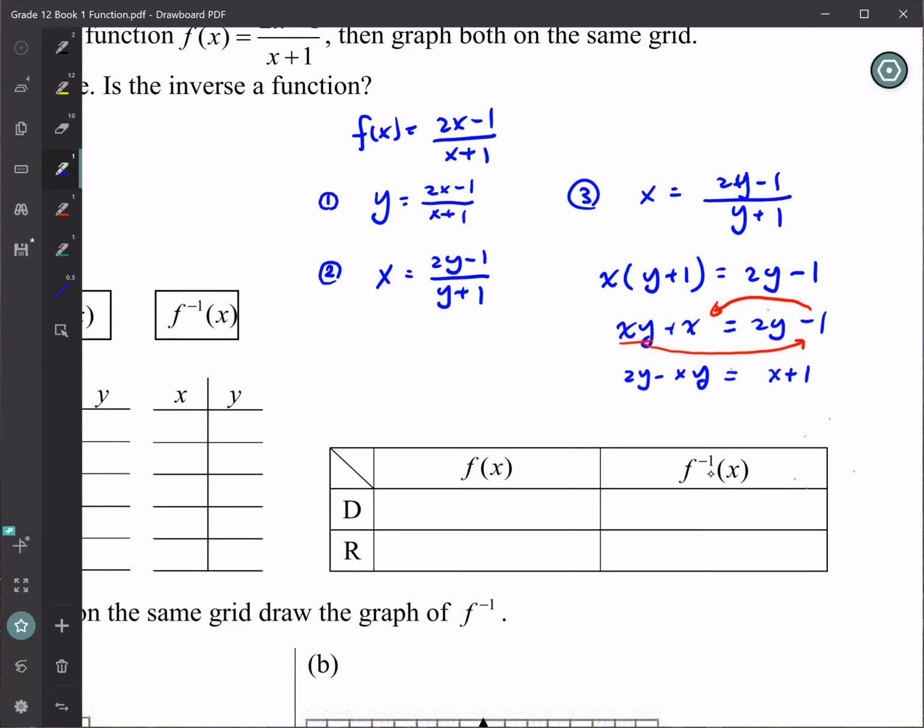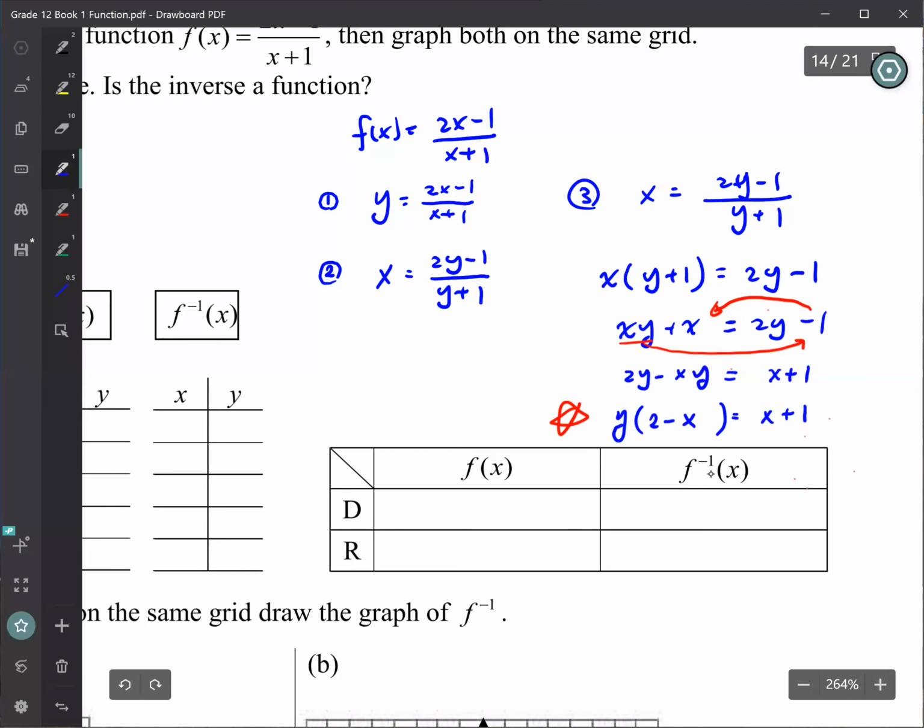Okay, I'm moving to the right side, but I'm writing on the left, because I want to keep the y on the left side. Can you factor it? What can we factor here? y. Okay, so this is the key step. If you forgot that you can factor, you will get stuck here for 1,000 years. So factor out the y, what's left? 2 minus x. So this is how you make the y by itself, just one y.